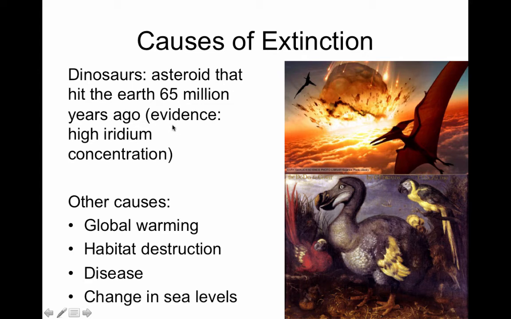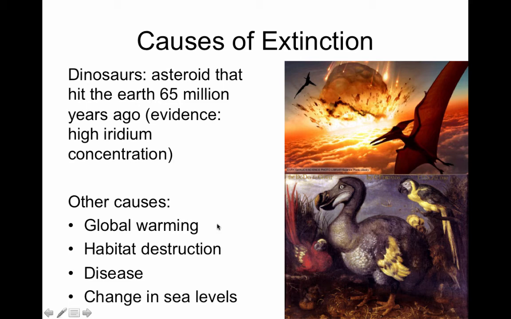There's evidence of this extinction because of the high iridium concentration in something called the KT layer that wraps around the Earth. So when the asteroid hit the Earth, it created this dust that was then laid down in the sedimentary rock. So if you dig down into the ground, you're actually able to see evidence of this KT layer, of this iridium concentration in the rock underneath the ground.